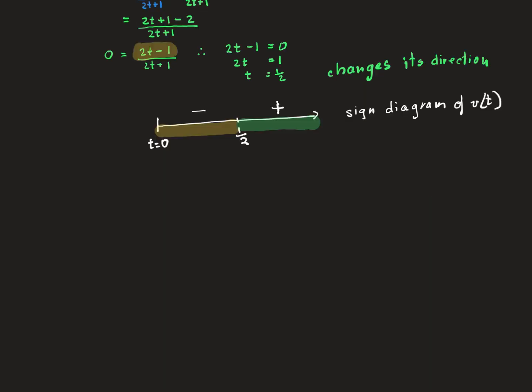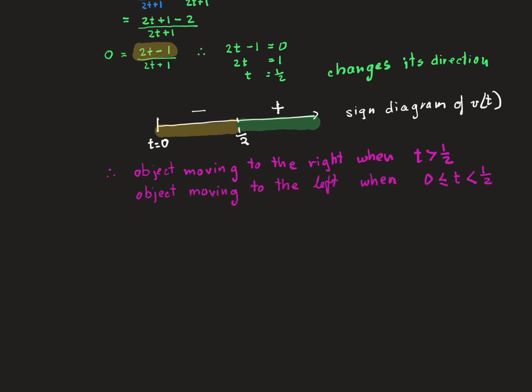So we can write that the object is moving to the right when t is greater than a half, and the object is moving to the left when t is greater than or equal to 0 and less than a half. It can't be less than or equal because it can't be moving left and right at a half at time equals a half. It's one or the other.